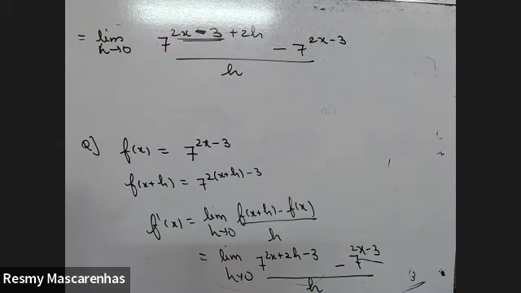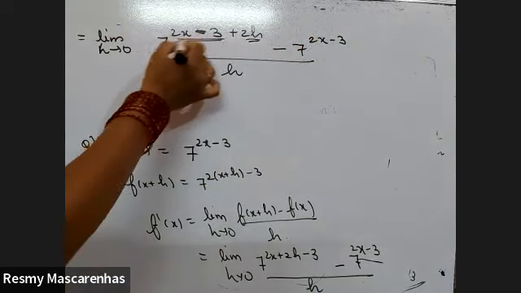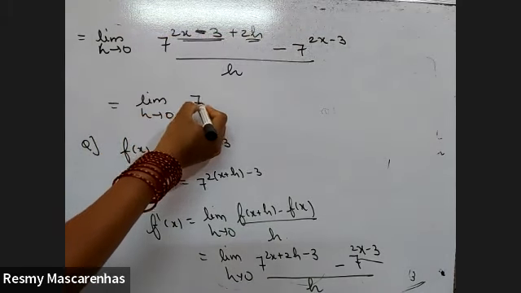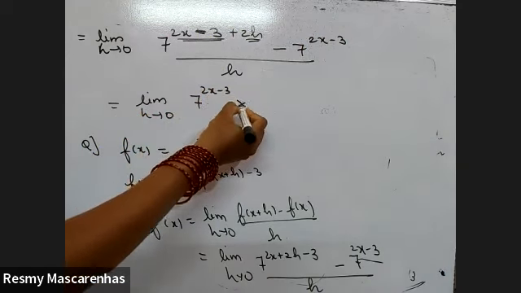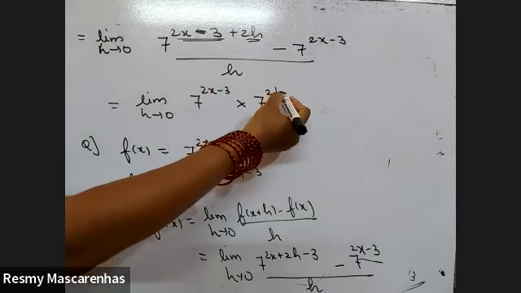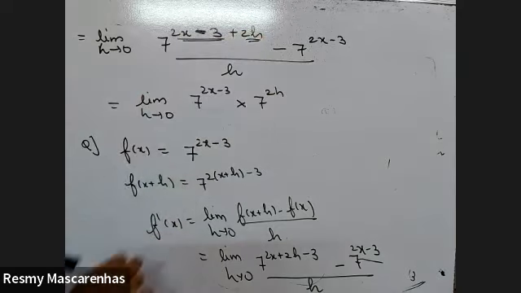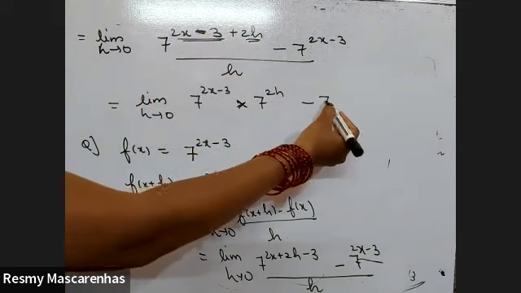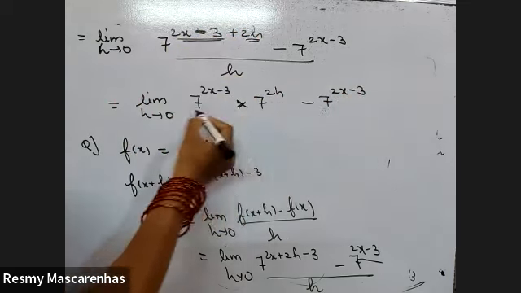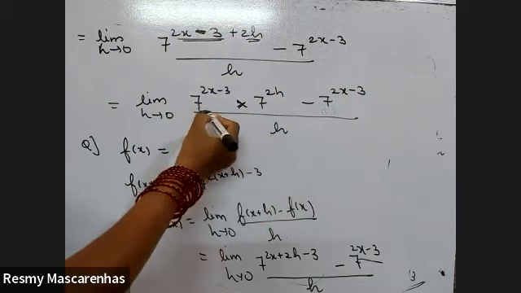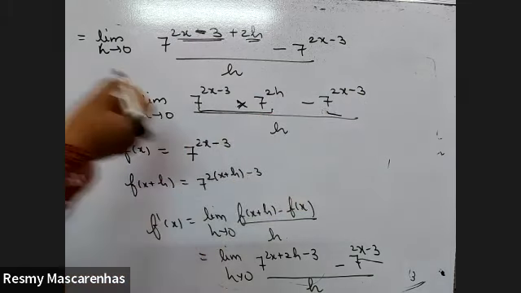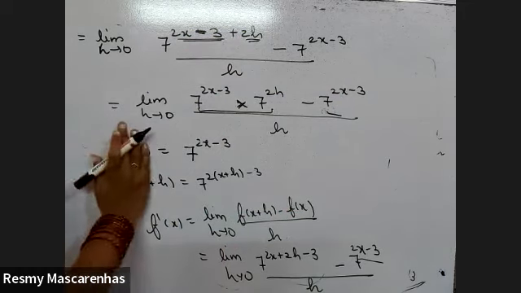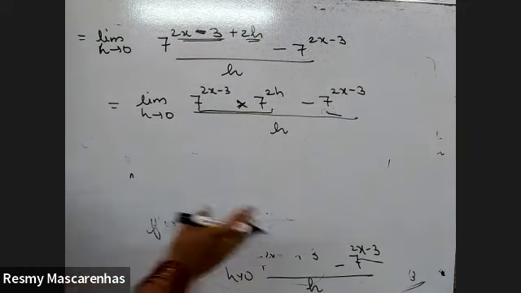Now what you do, split this power for both of these, as we had done in the previous problem, into 7 raised to 2x minus 3 and 7 raised to 2h. So I've separated this. If I'm separating the plus in the power, here it will be multiplication. Now between this term and this term, 7 raised to 2x minus 3 is common. Take out 7 raised to 2x minus 3 common.